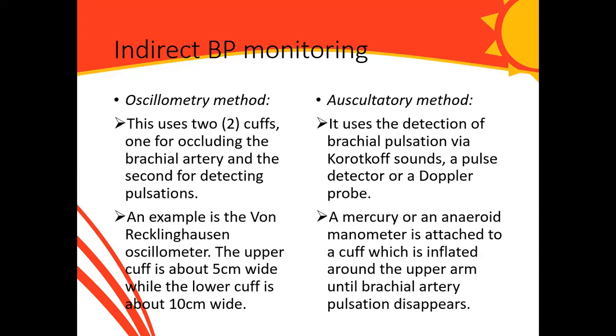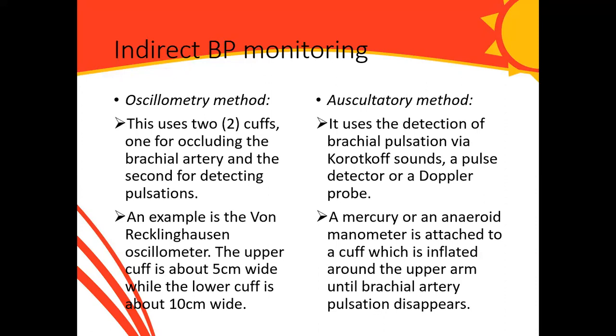The upper cuff is about 5 centimeters wide, while the lower cuff is about 10 centimeters wide. So the first cuff is for occluding the brachial artery, while there's a sensor on the second cuff that detects when pulsation begins to come.